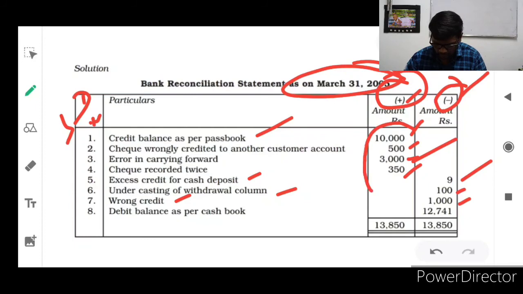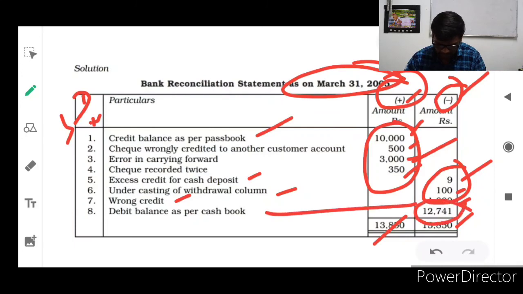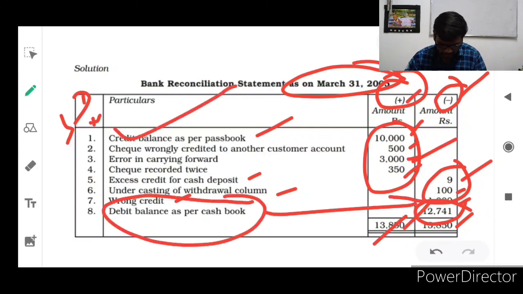And finally we are going to add all the favorable and unfavorable separately. Favorable, if you are adding 10,000 plus 3,000, 13,850 rupees. 13,850 rupees we are expecting on the credit side. So the actual unfavorable amount is 1,109 rupees. 13,850 minus 1,109, then 12,741 rupees should be the debit balance as per cash book. So with the help of the credit balance as per passbook, we are finding out how much amount should be there in the debit balance as per cash book bank column.